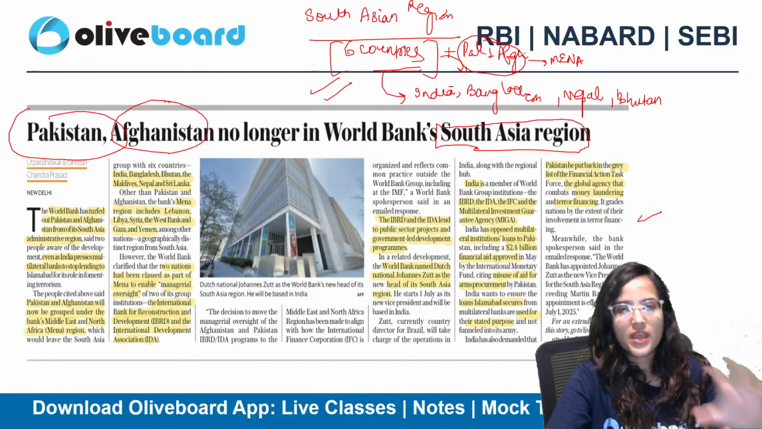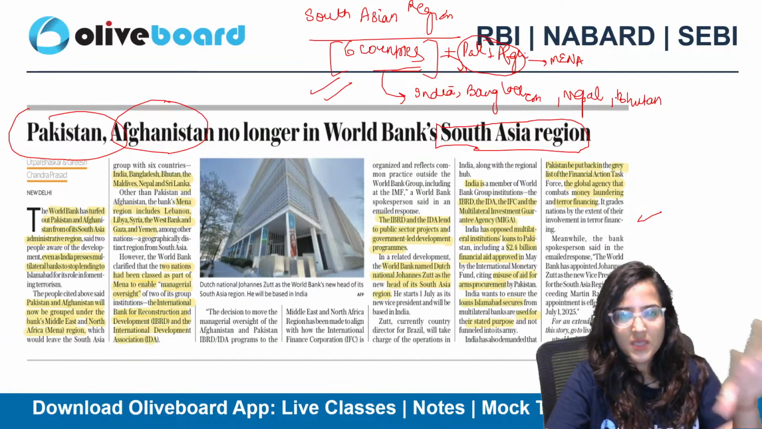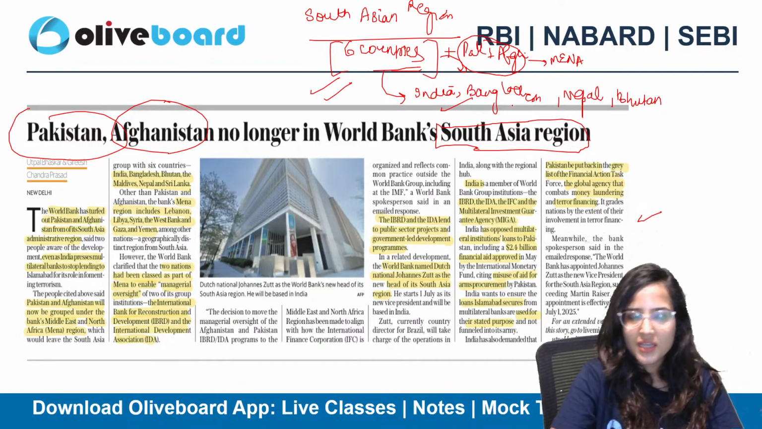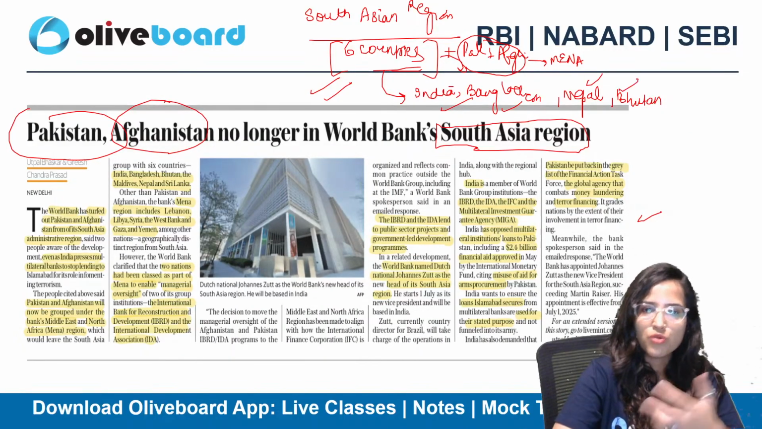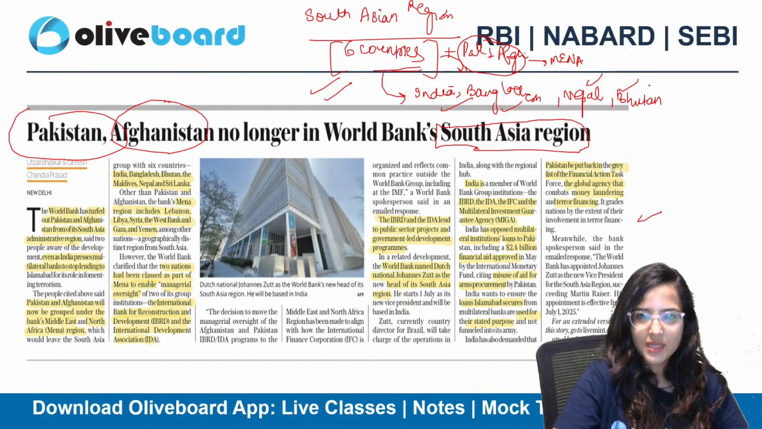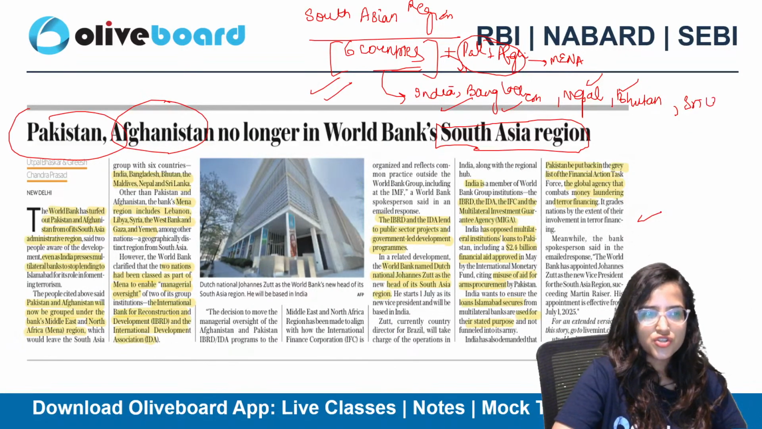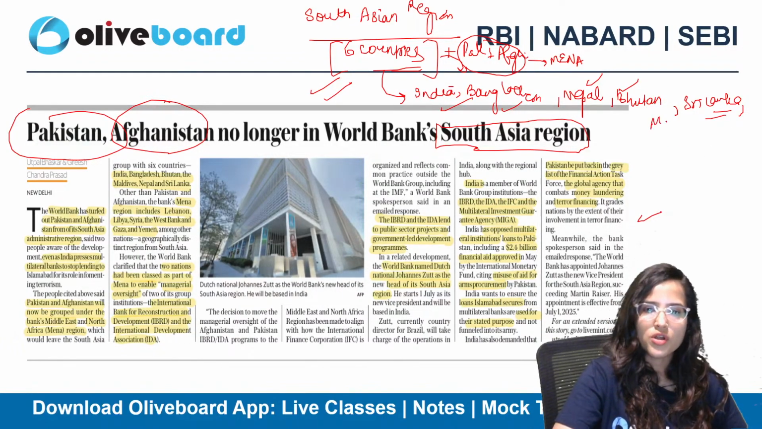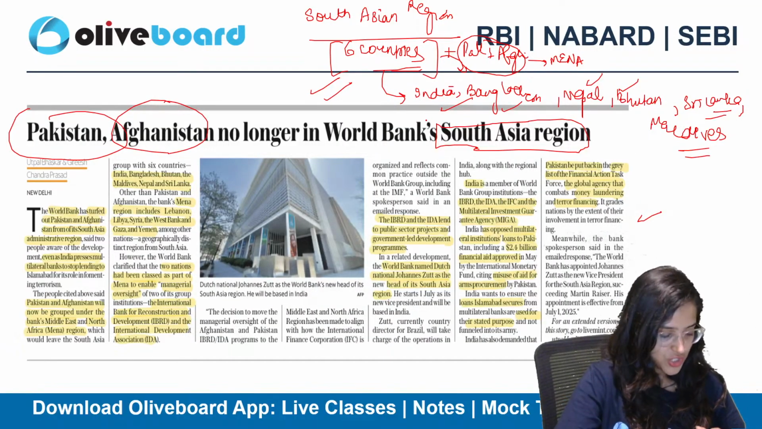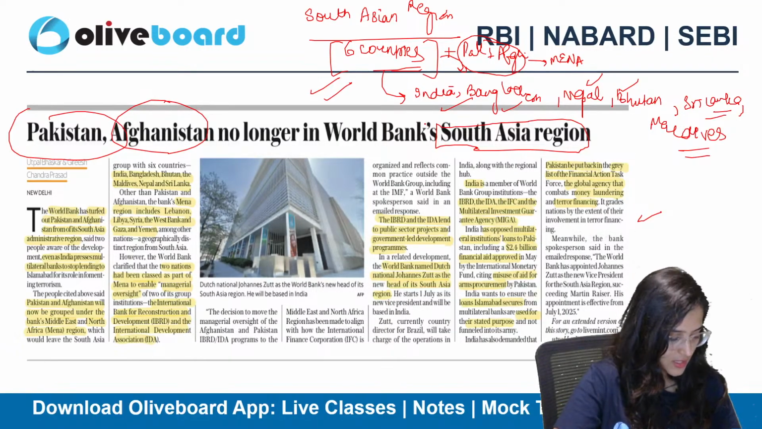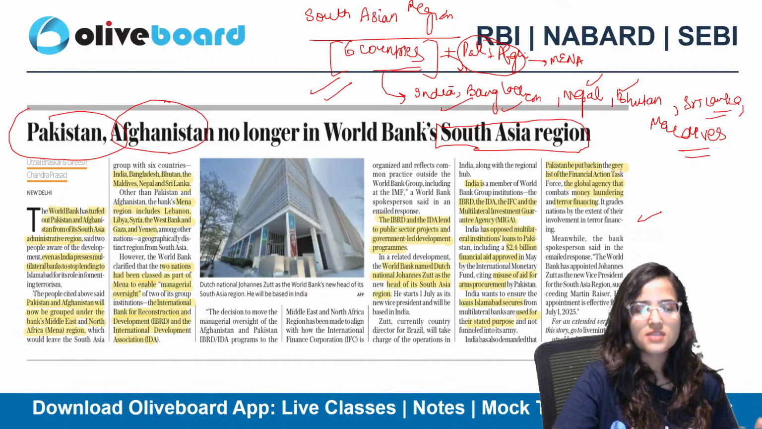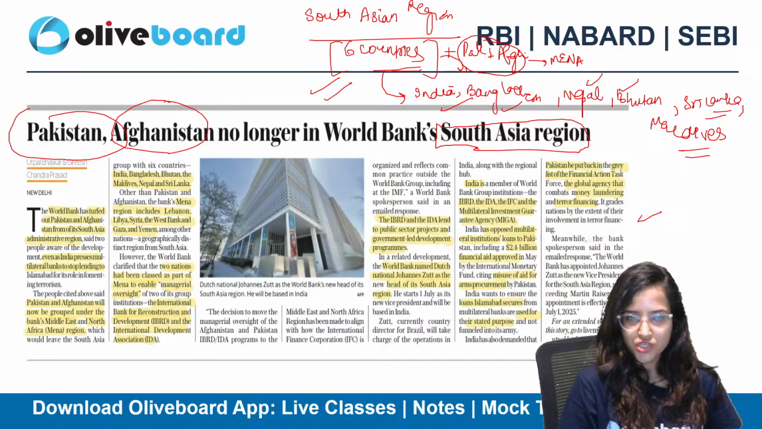So just forget about the northwest neighbors. Focus on India. We have Bangladesh in the east, we have Nepal, Bhutan on the northern side. And along with that we have Sri Lanka in the southern part and Maldives. Now these are the countries which are going to be part of the South Asia region. You have to remember. Rahul is saying India, Nepal, Bhutan, Maldives, Bangladesh, Sri Lanka. Exactly. Okay, so these are the 6 countries which are now part of the South Asian region.